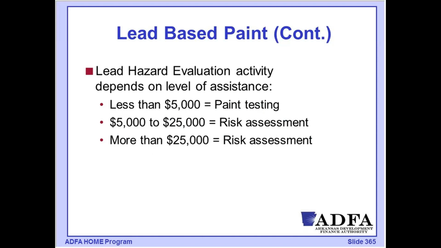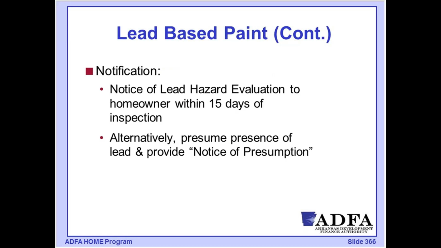So our evaluation, we really have an evaluation test here, and then also a test on what's our level of remediation. So if we have less than $5,000, we're simply going to be doing paint testing on those surfaces that are going to be impacted by our project. If our project, our funding based on our determination on hard rehabilitation costs, is at $5,000 to $25,000, we're doing a risk assessment. We also would be doing a risk assessment if we were over the $25,000 mark.